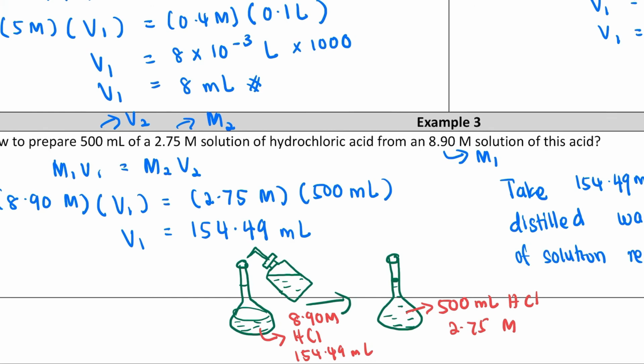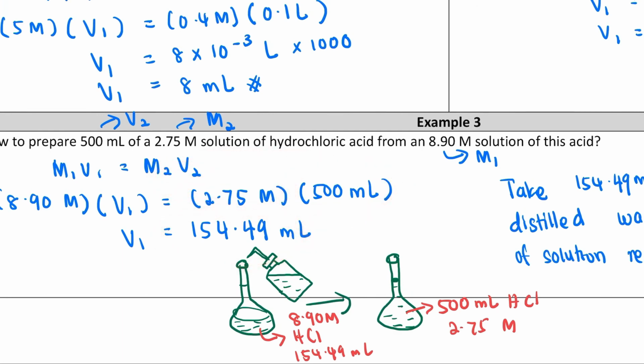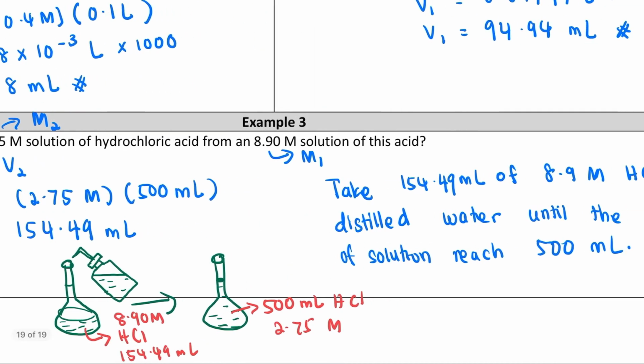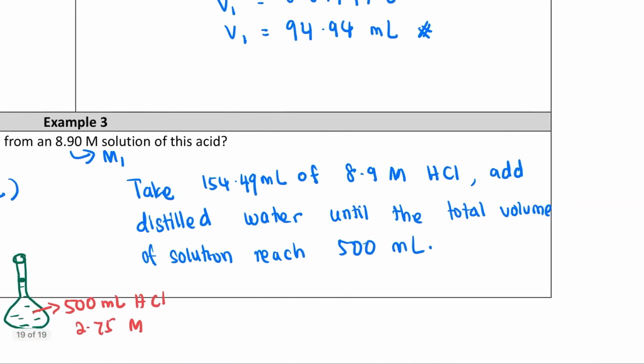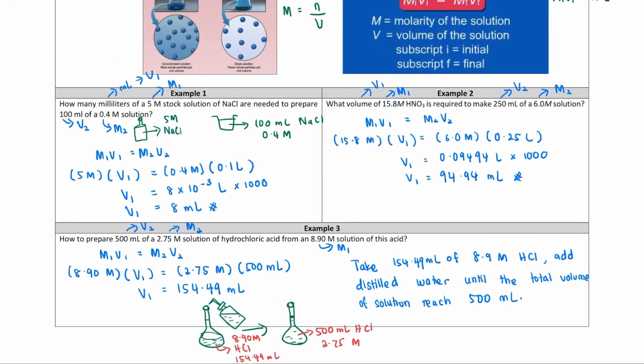Macam mana kita tahu? Kan kita dah buat pengiraan tadi. Nak hasilkan volume dan concentration ni, kita perlukan volume initial sebanyak itu. Basically this is what happened. This is how to prepare solution, so kita kena explain dalam bentuk words. This is my answer: Take 154.49 ml of 8.9 molar HCl. Add distilled water until the total volume of solution reach 500 ml.